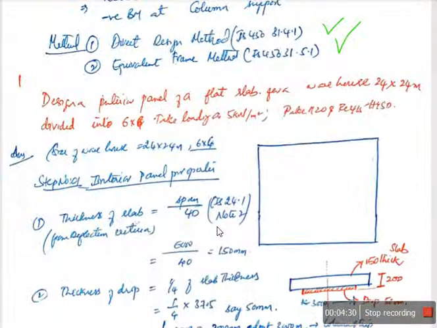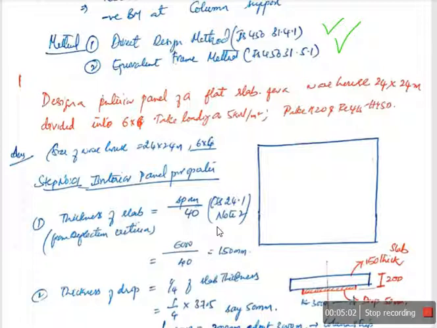We are going to design an interior panel of a flat slab for a warehouse of 24 meters by 24 meters, which is divided into panels of 6 by 6. In the question itself, it is given very clearly that a live load of 5 kilonewton per square meter shall be taken into consideration, and you can use M20 grade concrete. This is the only data given to you. The size of the hall is 24 by 24, and the panel size is given as 6 by 6.